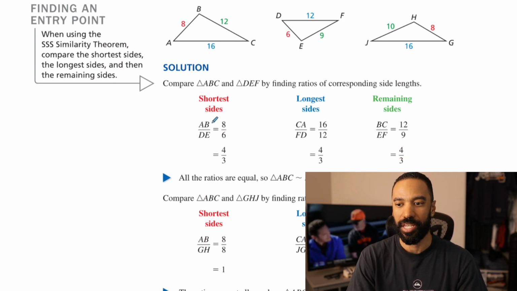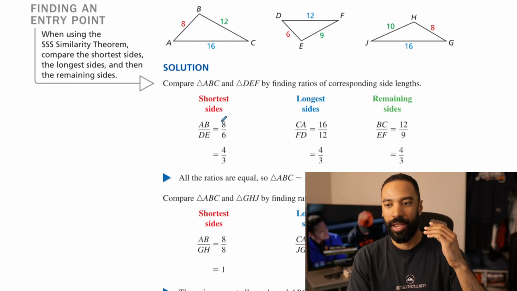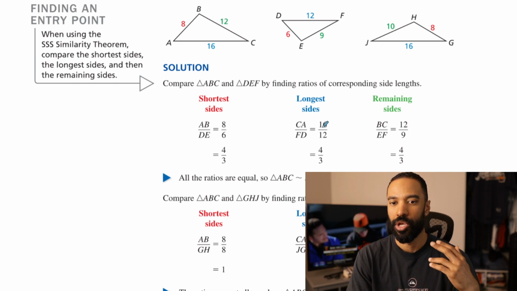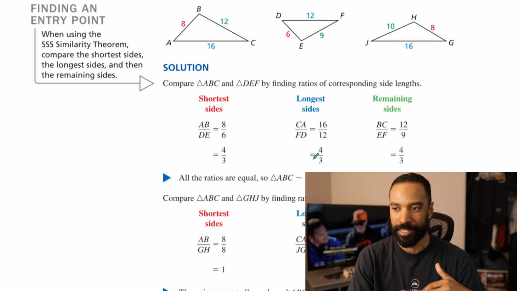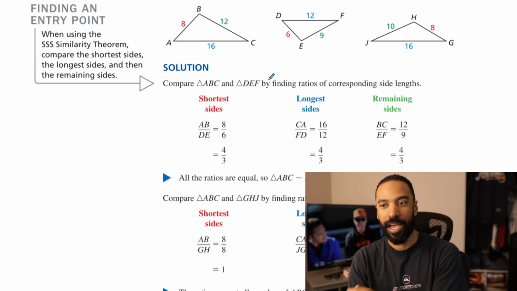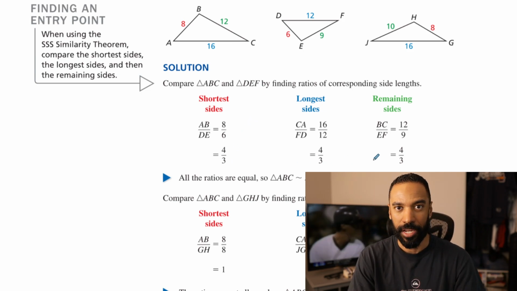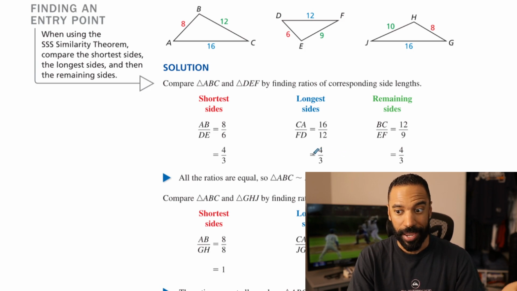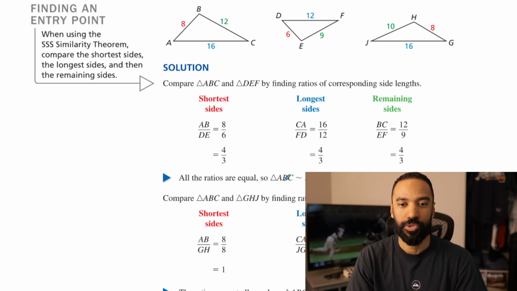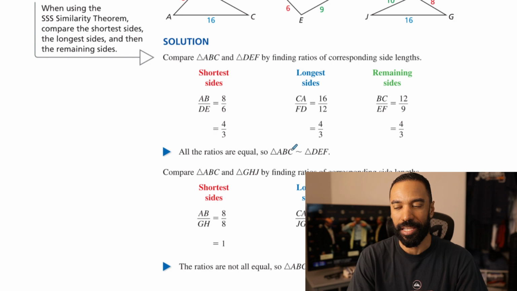So they do test to see from big to small what 8 over 6 is, 4/3, what 16 over 12 is, and what 12/9 are, and they're all 4/3. They all are in proportion with one another. They all share the same similarity ratio. Therefore, these two triangles, yes, are similar, ABC and DEF.